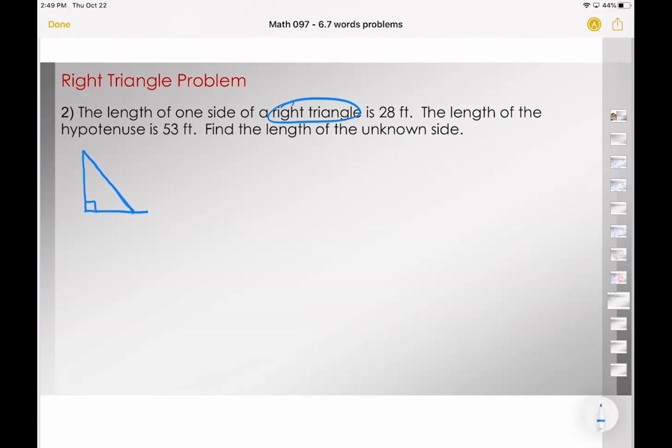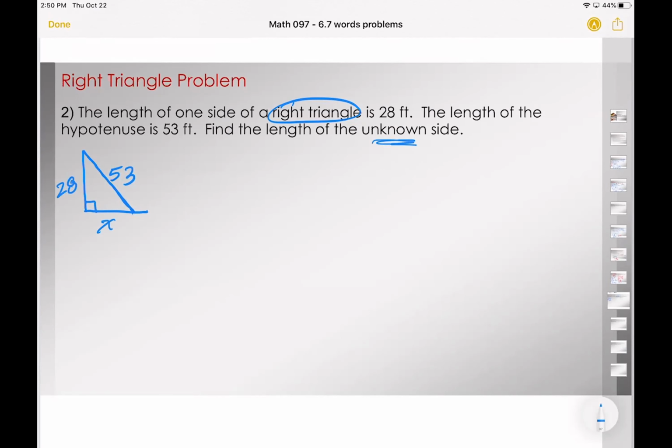They say that the length of one side of the right triangle is 28. Doesn't matter what the unit is, 28 feet. And the hypotenuse is 53. Hopefully you guys see the hypotenuse is the diagonal line. And again, what do I know here? Well, they asked me to find the unknown side, right? If they give me the number, I know, but they don't give me the number. They only tell me one leg is 28.